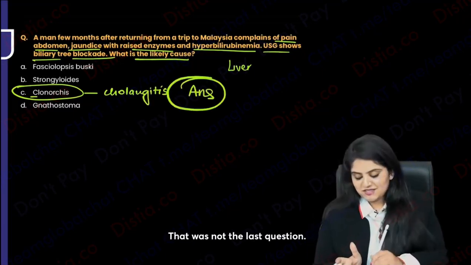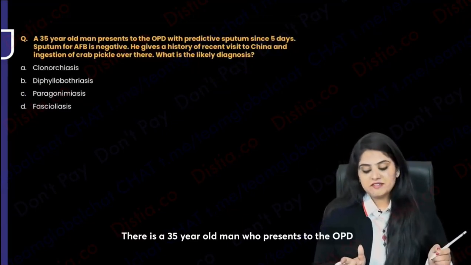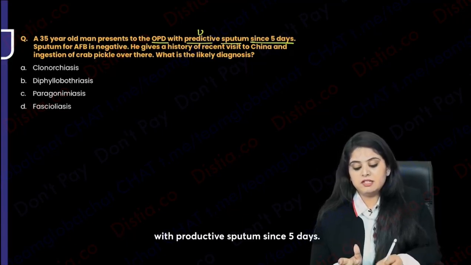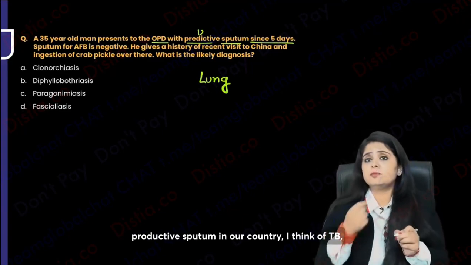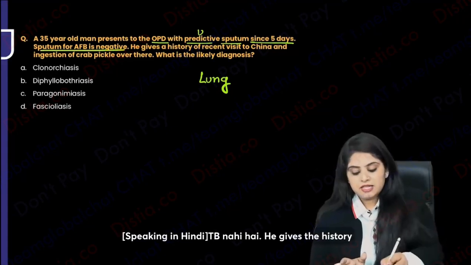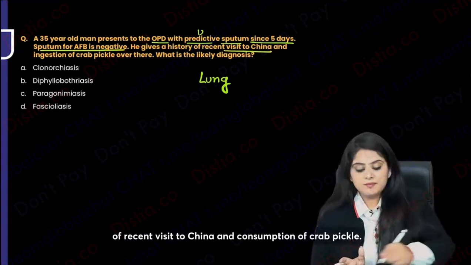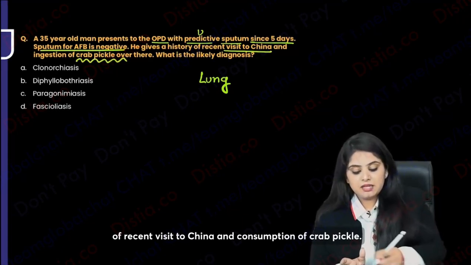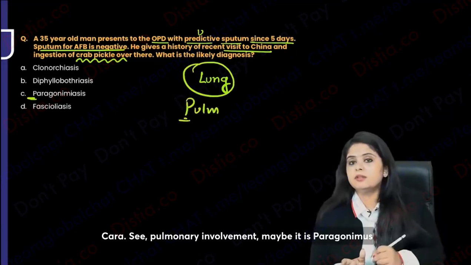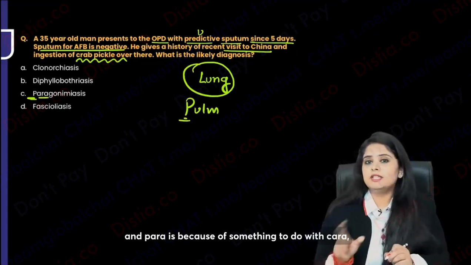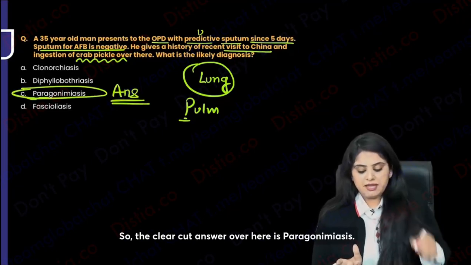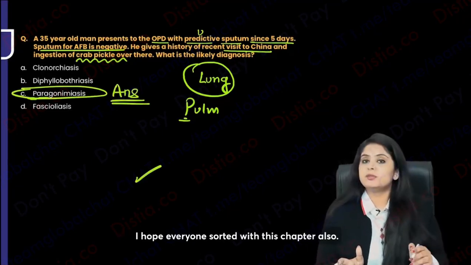That was not the last question. We have one more question with us. There's a 35-year-old man who presents to the OPD with productive sputum since 5 days. So lung involvement is mentioned. Productive sputum, in our country I think of TB, but sputum for AFB is negative. It is not TB. He gives a history of recent visit to China and consumption of crab pickle, crayfish. See, pulmonary involvement is there. Maybe it is Paragonimus, and para is because of something to do with crab, crayfish, that is also there. So the clear-cut answer over here is Paragonimus. I hope everyone is sorted with this chapter also.